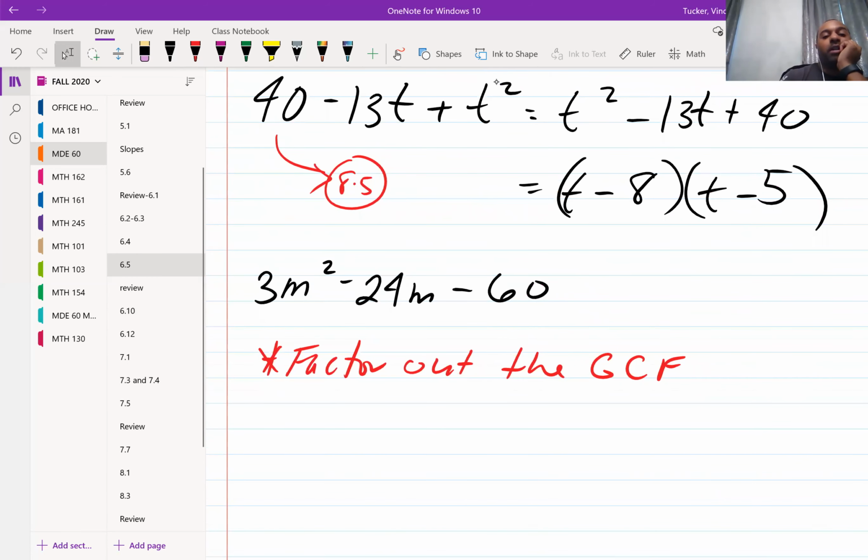So the next one, we have 3m squared minus 24m minus 60. And remember the last thing that we talked about last class was making sure that we look to factor out the GCF first, greatest common factor. Now that hadn't come up as far as any of these other problems, but it is here now. When I look at this term, this term, this term, I can pull a 3 out of all 3 of them.